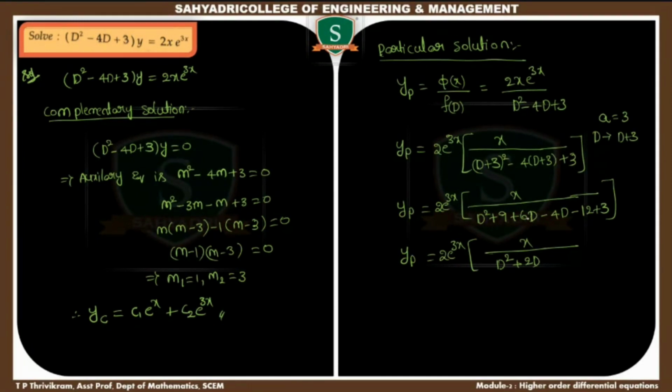9 minus 12 is minus 3. Minus 3 plus 3 get cancelled, we'll get 0. Here we'll get x divided by this much. So therefore yp is equal to 2e power 3x, and we got x here.